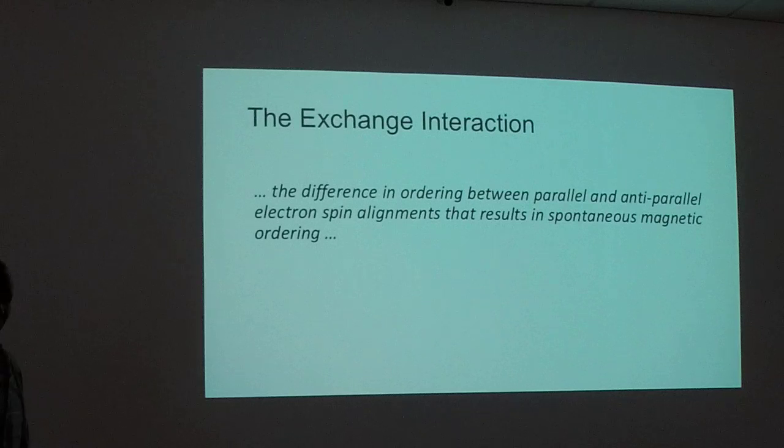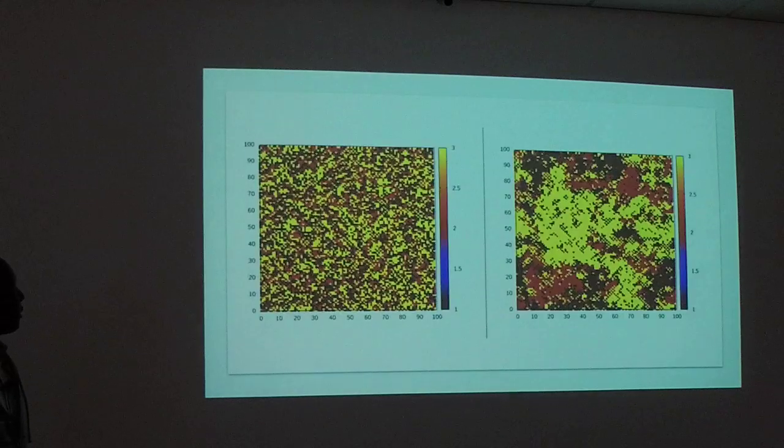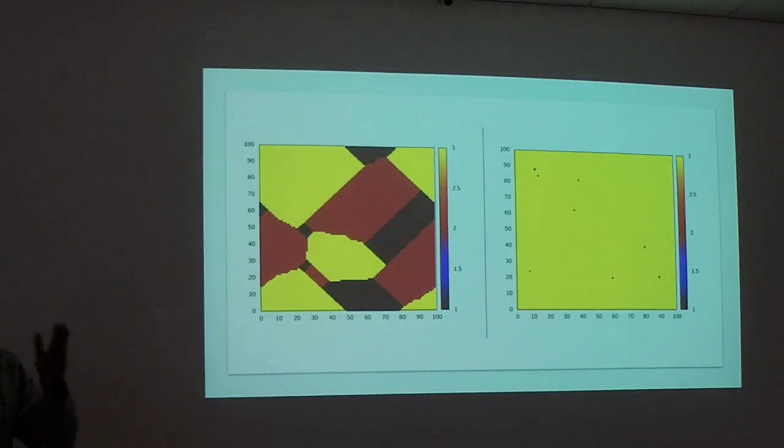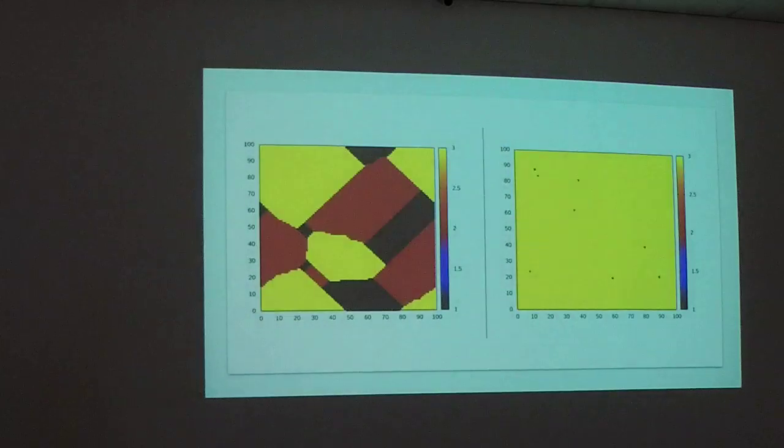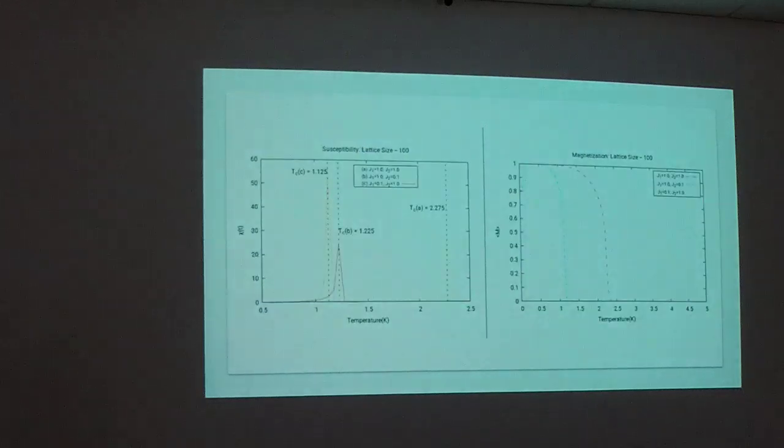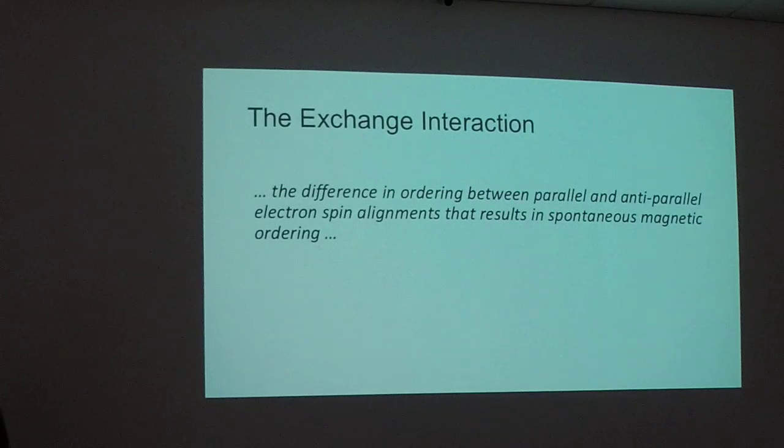Okay, so now, into the actual physics that we do. Where you have everything aligned is called ferromagnetism, right? And where you have your randomized spin system is paramagnetism. And in some materials, you have them spontaneously align at low temperatures. So iron, for example, is a ferromagnetic material, and at low temperatures it becomes magnetic spontaneously without anything else. So the cause of that is the exchange interaction, right? That is defined as the difference in ordering between parallel and antiparallel spins.